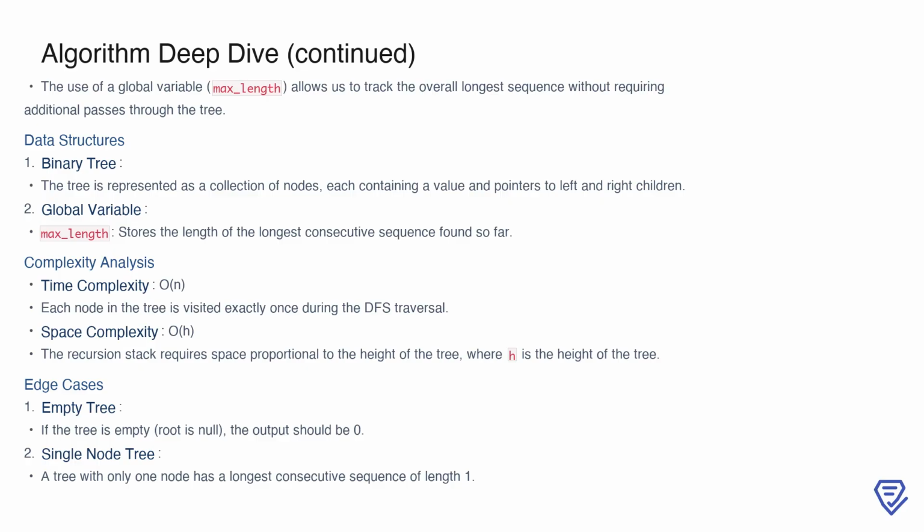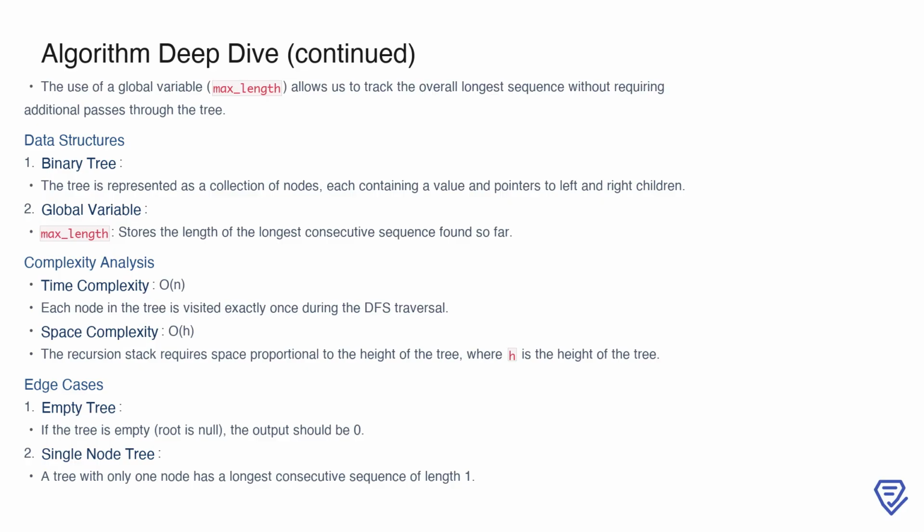In terms of complexity, the algorithm is efficient. The time complexity is O(n), as each node is visited exactly once during the DFS traversal. The space complexity is O(h), where h is the height of the tree, due to the recursive call stack.